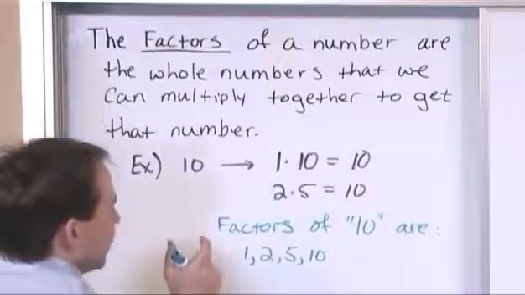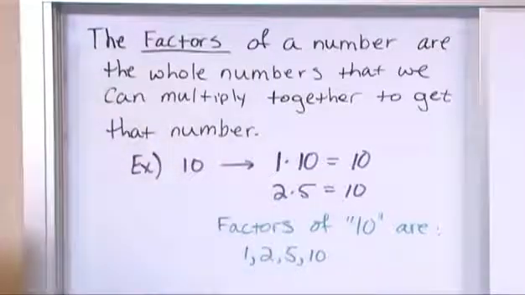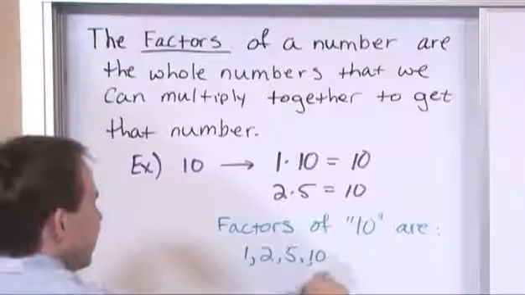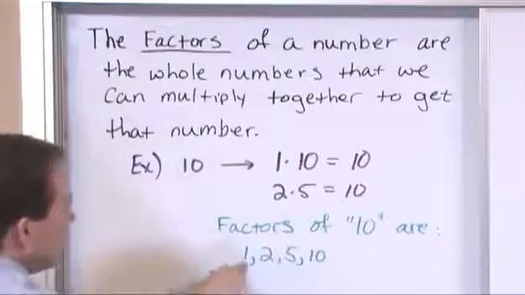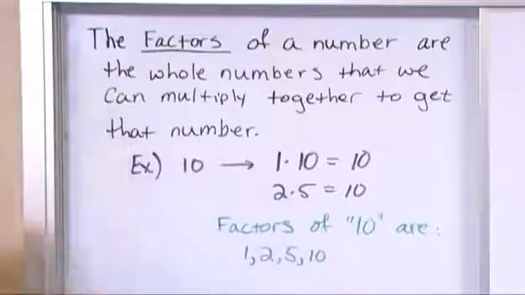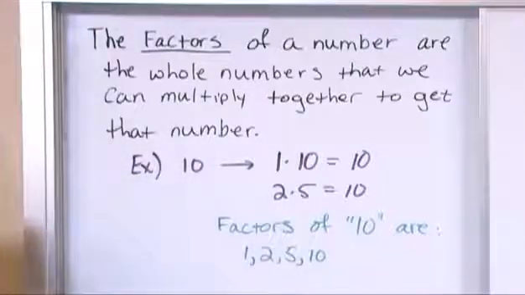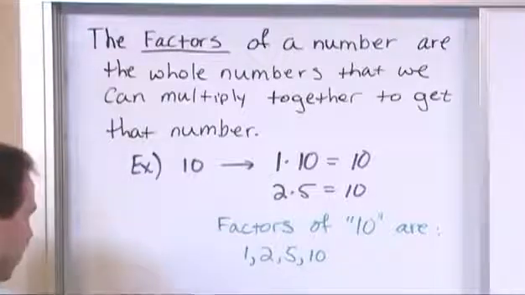When you say something is a factor of 10, it means that number can be multiplied by something to give you 10. That's basically what it is. The numbers in this list can all be multiplied by something. 1 can be multiplied by 10 to give you 10. 2 can be multiplied by 5 to give you 10. 5 can be multiplied by 2 to give you 10. 10 can be multiplied by 1 to give you 10. But there are no other whole numbers that you can multiply by something to give you 10.